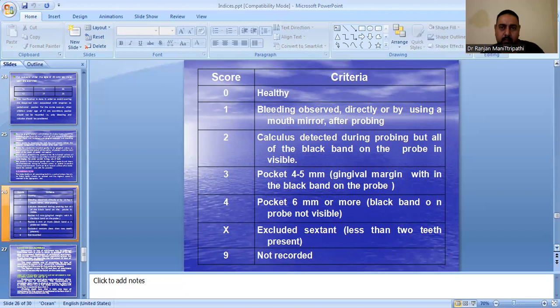Score 0 means the tooth is healthy. Score 1 means bleeding observed directly or by using a mouth mirror after probing. Score 2 is calculus detected during probing, but all of the black band on the probe is visible. Score 3 is pocket of 4 to 5 mm, gingival margin within the black band on the probe. Score 4 means pocket of 6 mm or more. X means excluded, or fewer than 2 teeth present. 9 means not recorded.